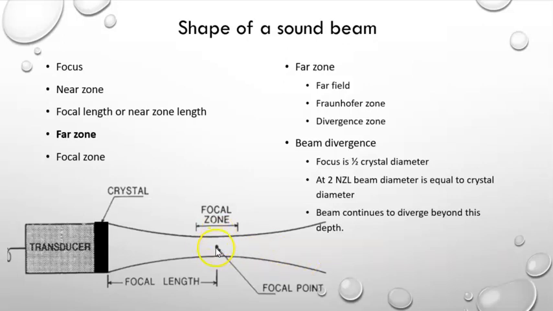So at the focus, the beam is 1/2 the crystal diameter. At two near zone lengths, the beam diameter is again equal to the crystal diameter. And then beyond two near zone lengths, the beam continues to diverge until it is spread out as wide as you possibly could want it to be.